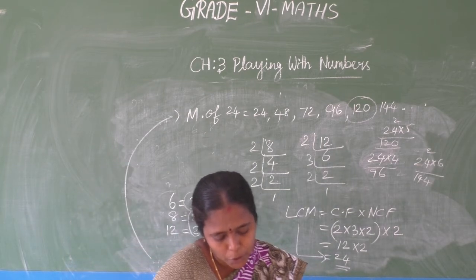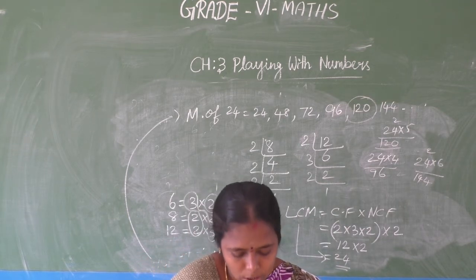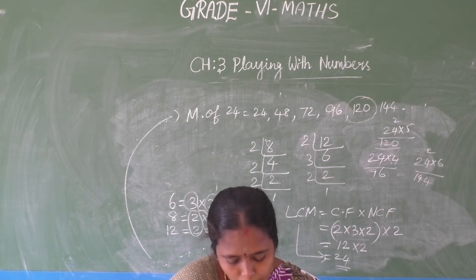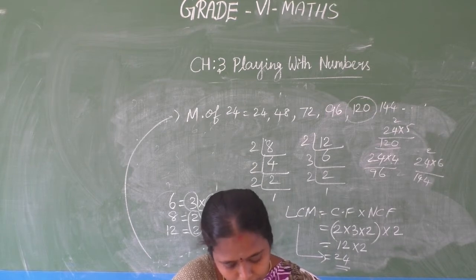What is given in the 5th question? Determine the greatest 3-digit number exactly divisible by 8, 10 and 12. Try yourself.